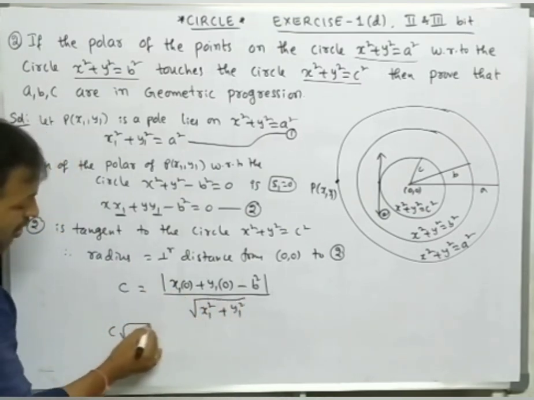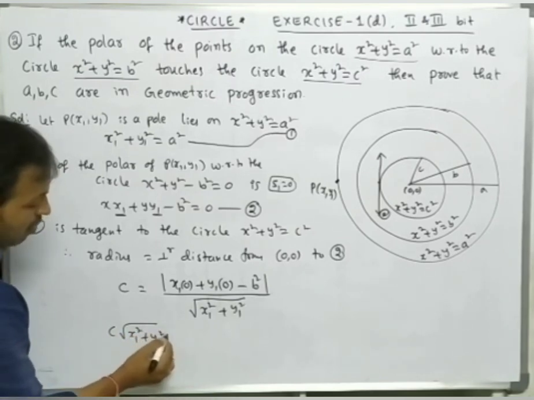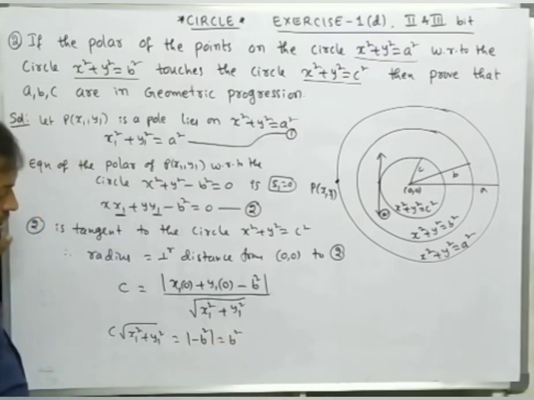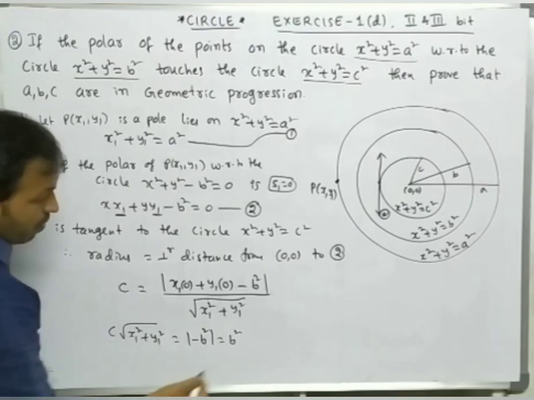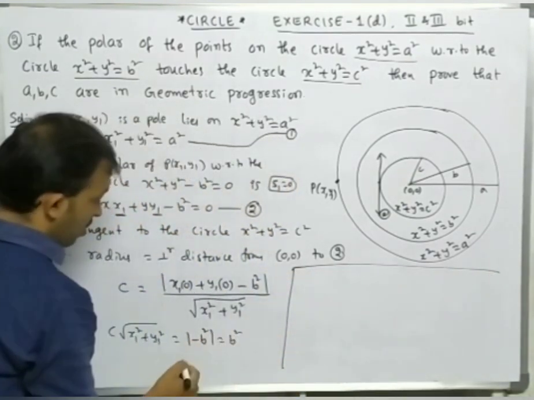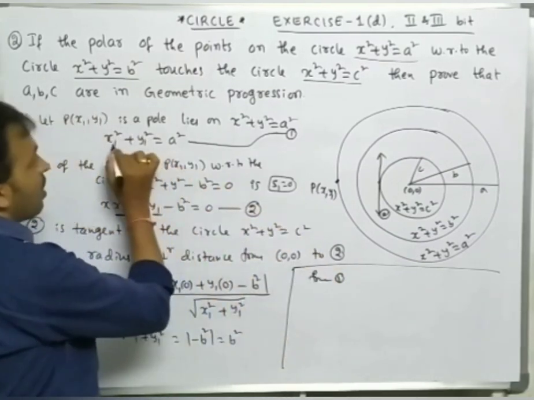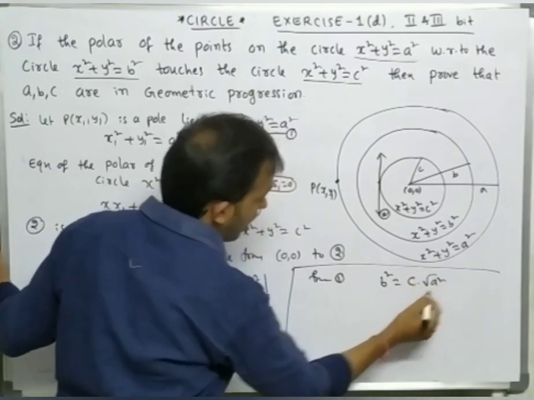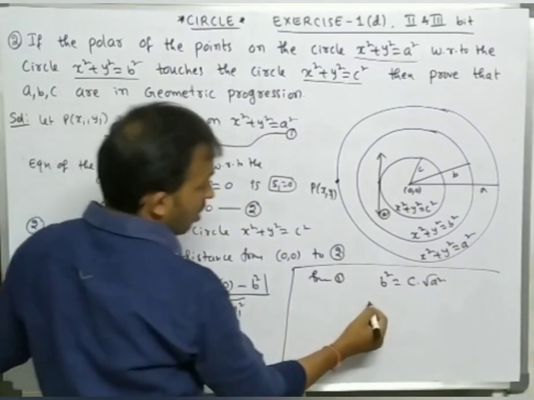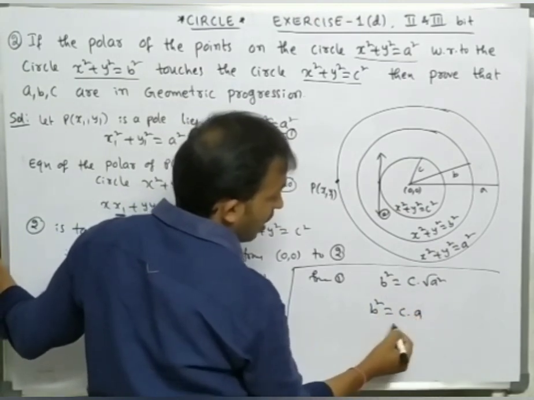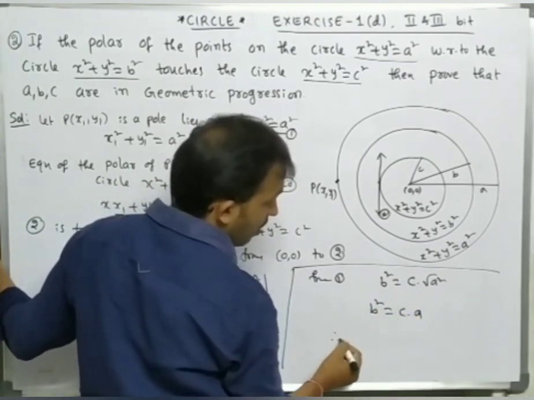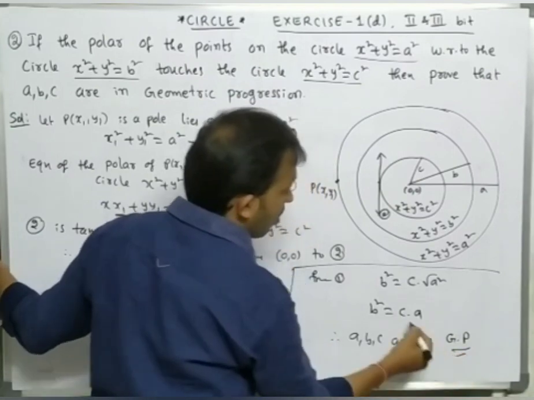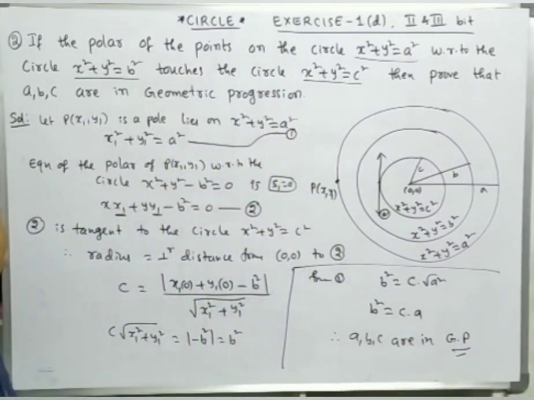So do cross multiplication: c into the root of x1 square plus y1 square is equal to the modulus of minus b square, that means b square. Now from 1, x1 square plus y1 square is equal to what? a square. So b square is equal to c into root a square, which means b square is equal to AC. So as b square is equal to AC, it is clearly saying that a, b, c are in geometric progression.